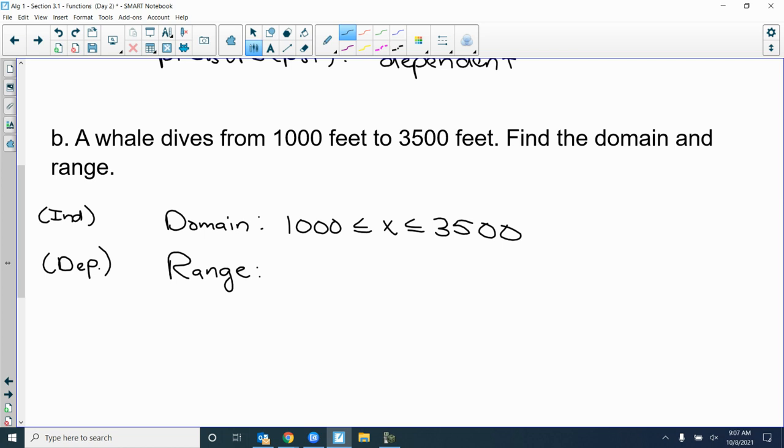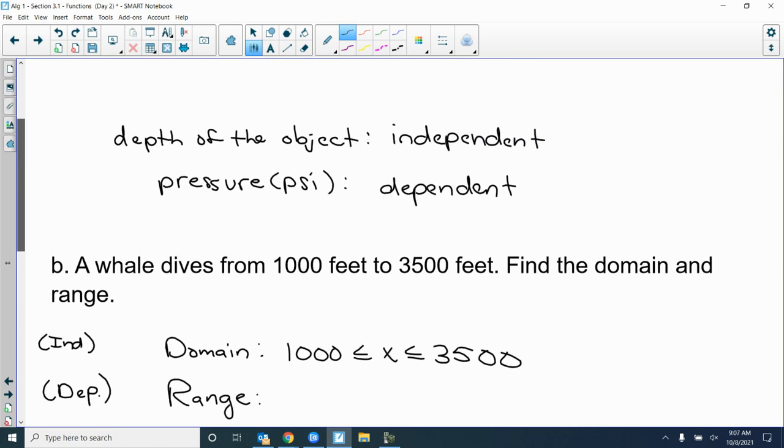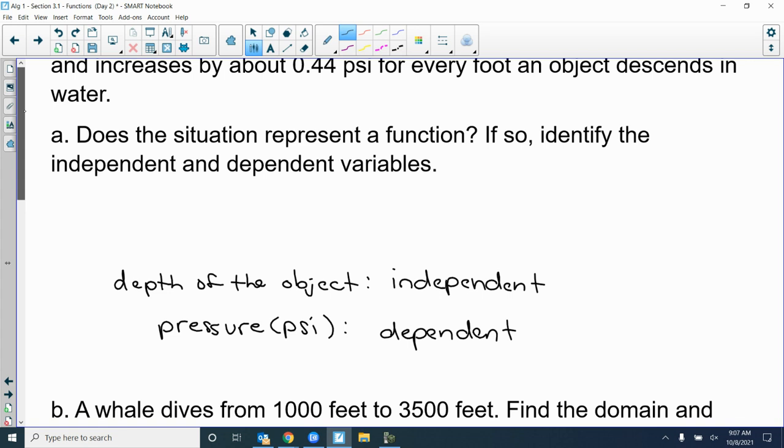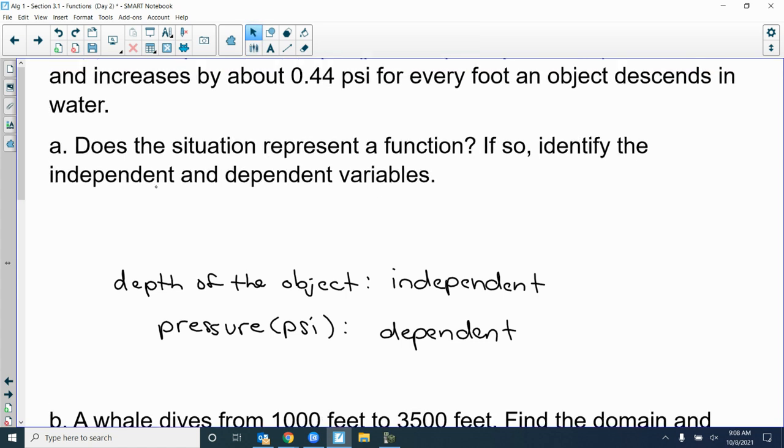That's the depth. Now, what's our range? Our range is going to be our what? PSI. How do you figure out the pressure for those objects? Can we?